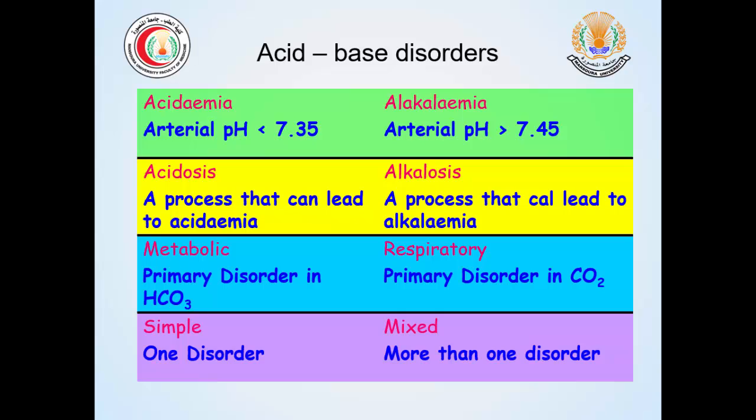يعني ايه acidosis؟ يعني أنا ممكن يجيلي patient عنده acidosis لكن still ال pH normal because of compensation. So it's called acidosis. Once the pH decreased to be less than 7.35, it's called acidemia. The same in alkalosis. It's the process that can lead to alkalemia. Patient and already alkalosis, but because of the compensation, the pH is not changed. It's normal. Once it's changed to more than 7.45, it's called alkalemia.